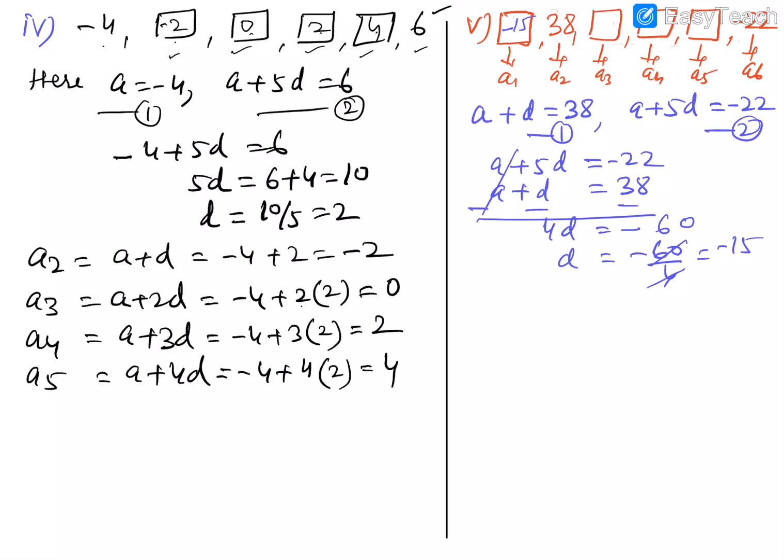Putting this value in equation 1, a plus -15 is equal to 38. So a is equal to 38 plus 15, that is 53.